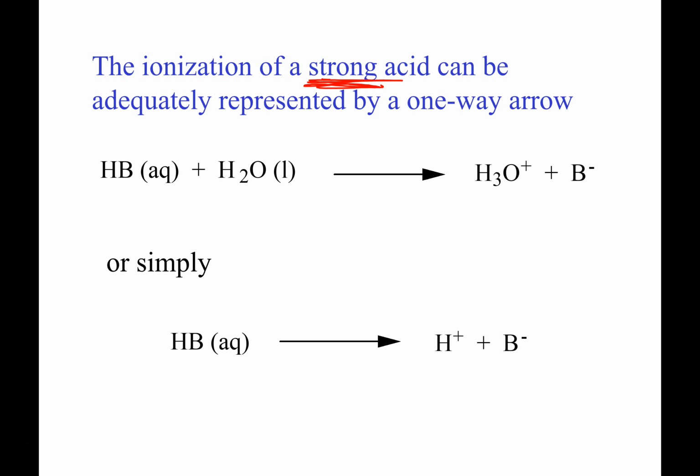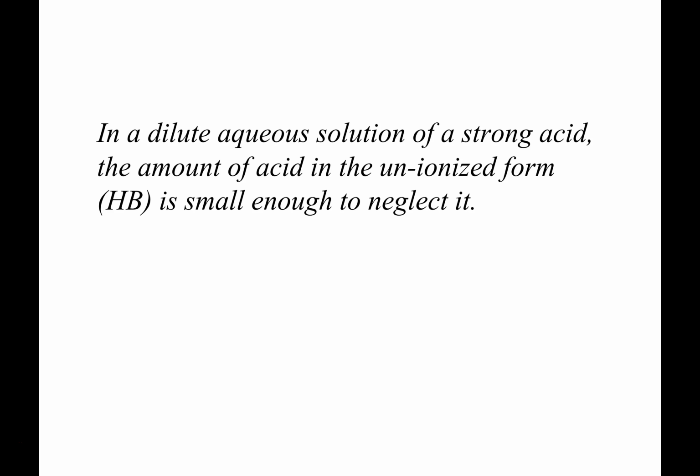So the first one, if I write this as 1 and this as 2, these are both ways to show the ionization of a strong acid. But 1 is more what it really does, and 2 is just kind of easier for calculation sometimes. But it ionizes completely. So like this says, ionizes completely. You don't have to worry about any of the HB staying around once it's done its thing, especially if it's relatively dilute. Okay.